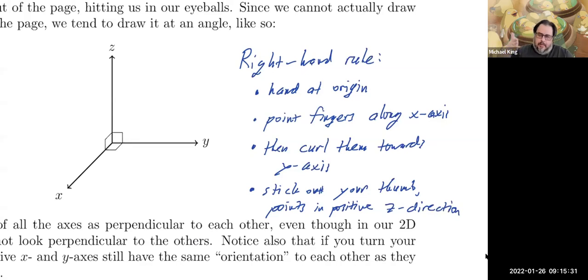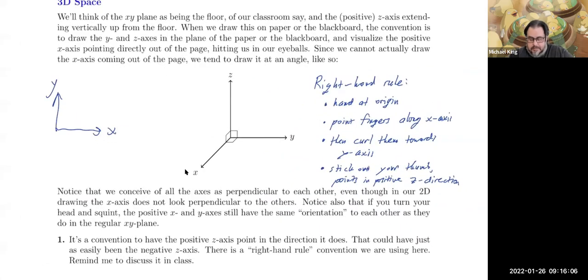Does that make sense? Point your fingers towards X, turn your palm so that you can curl towards the Y-axis, right? If the Y-axis is on the other side, I'd have to turn my hand upside down to curl the other way. And then whichever way you're curling, your thumb points in the direction of the Z-axis. This right-hand rule comes up a lot in physics. It'll come up this semester in terms of the cross product of vectors and other things we're going to talk about, so it's worth mentioning now. Any questions about that? Does it make sense what I'm trying to do?